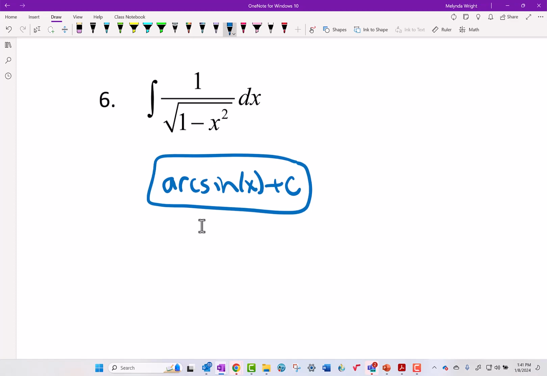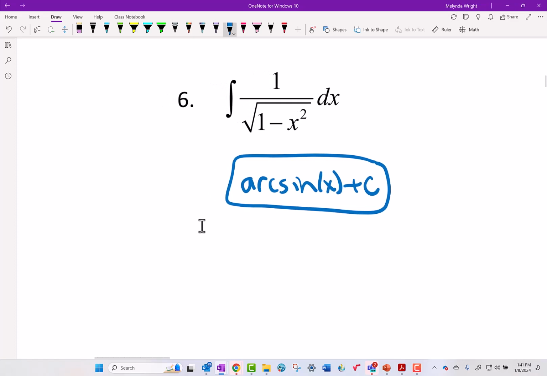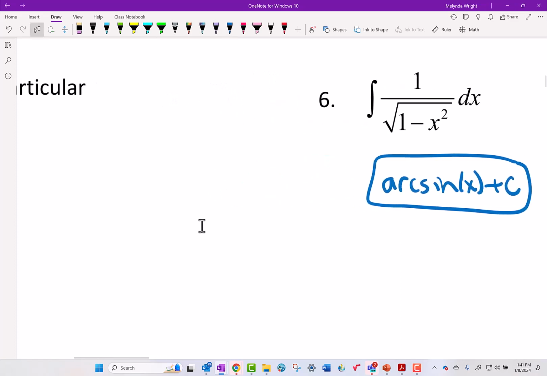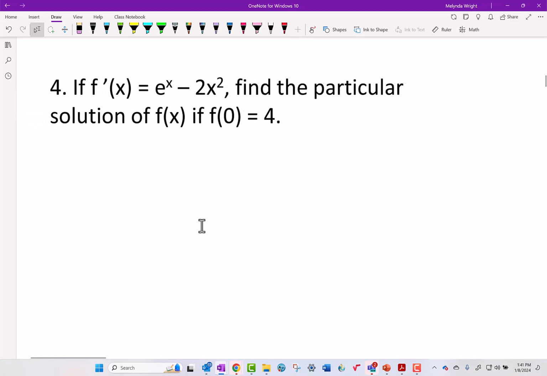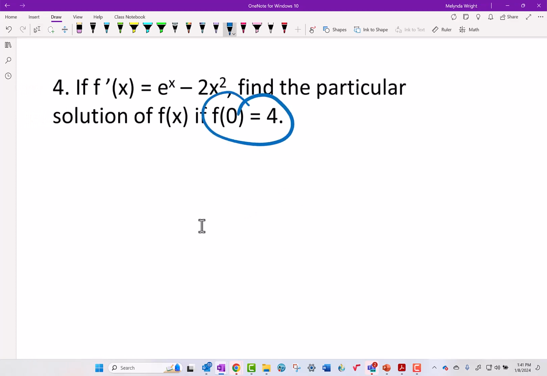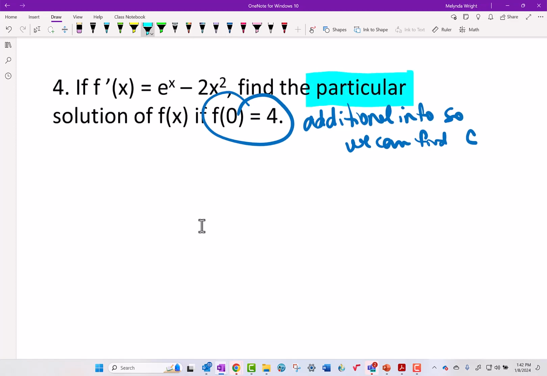Okay. So now let's go to one where they give us additional information. The reason they give us additional information is so that we can find the plus c. This part here is additional information so we can find c. Sometimes they give it to us, sometimes they don't. When they give it to us, they call it the particular solution.